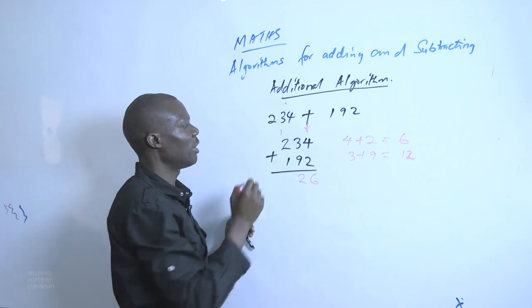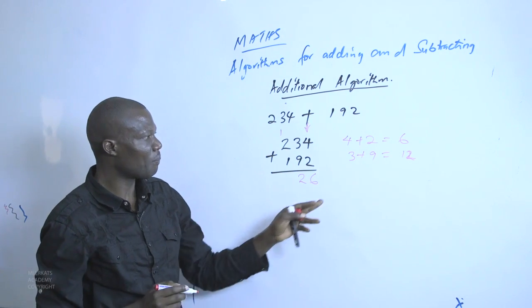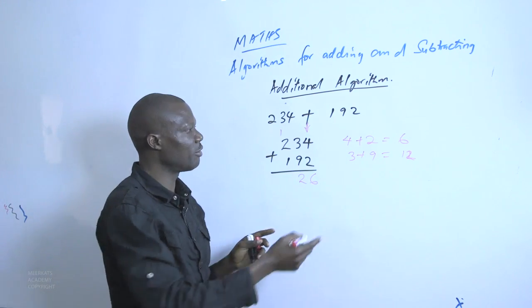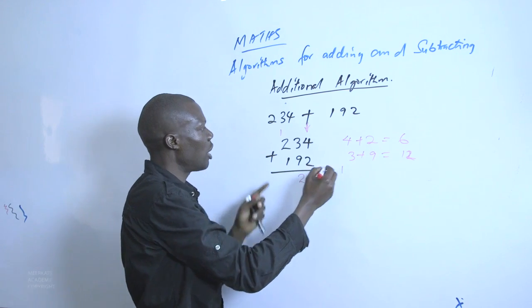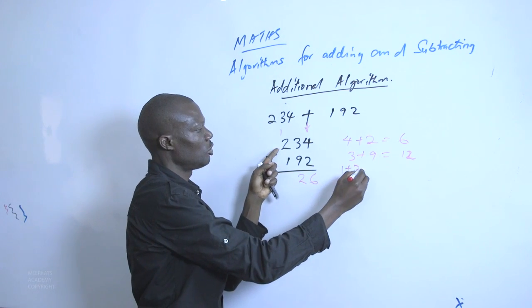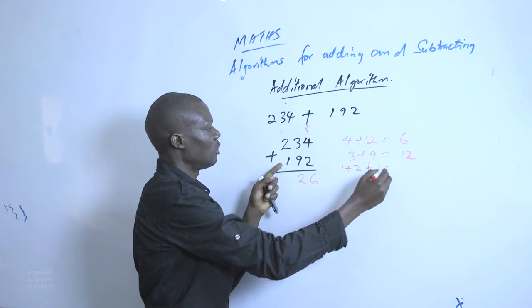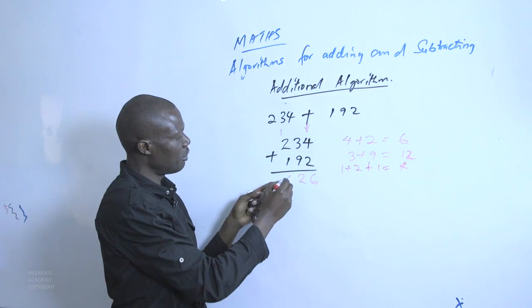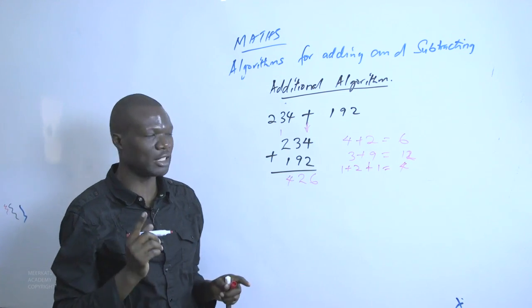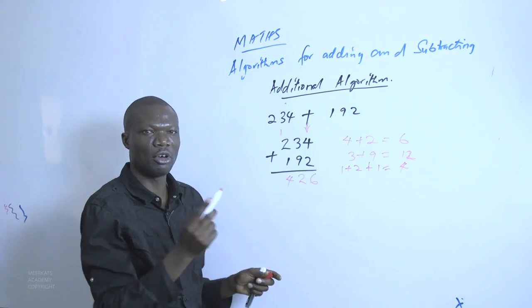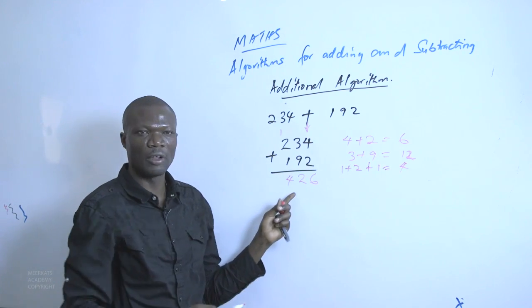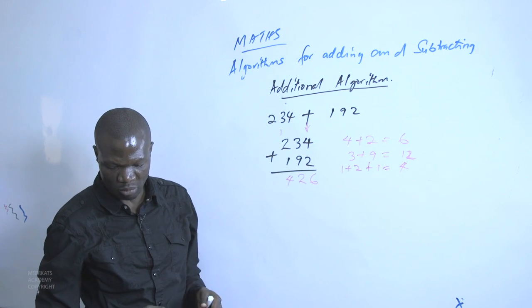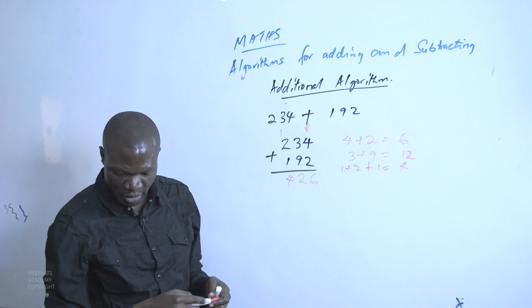So we have 1 that has been carried to the next column. When coming to the third column, we shall remember the 1-digit value that we carried from the previous column, and so we shall say 1 plus 2 plus 1. So this gives us a 4. So we have 4 here. So we can conclude and say that 234 plus 192 is 426. This can also be proved when you use the calculator.